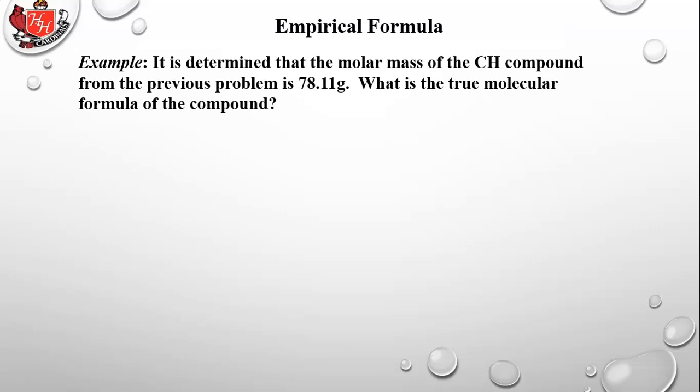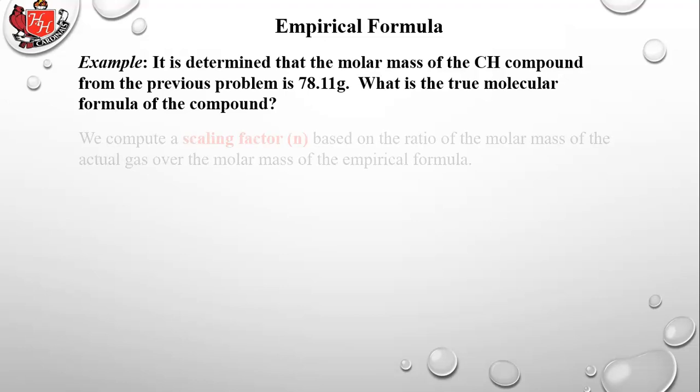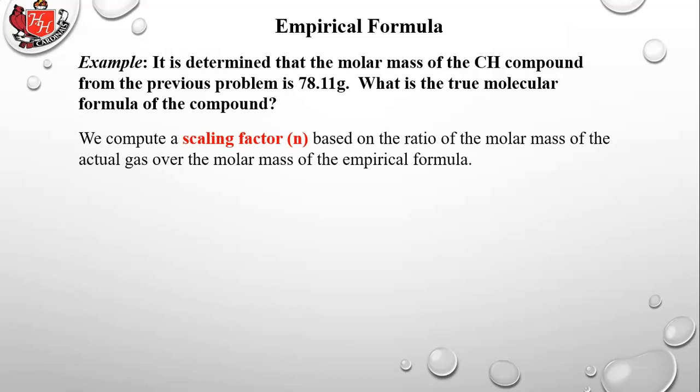Okay, so it is determined that the molar mass of the CH compound from the previous problem is 78.11 grams. What is the true molecular formula of the compound? So we compute a scaling factor that we just give the letter N, based on the ratio of the molar mass, that's the 78.11, of the actual gas over the molar mass of the empirical formula. That's called the empirical molar mass.